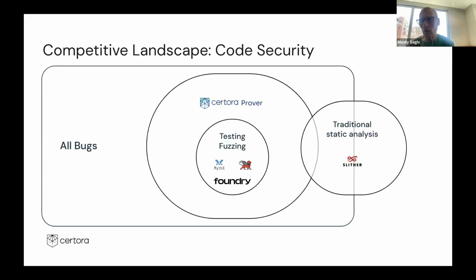So just to show you this pictorially, you see testing and fuzzing. These are techniques that are able to find many bugs. Certora Prover is covering more bugs, because once you have a specification, we can show you that you will exhaustively find all the bugs in the specification. The static analysis is complementary. It's of course very useful, but it can sometimes miss bugs, and it can also find bugs which are not real.